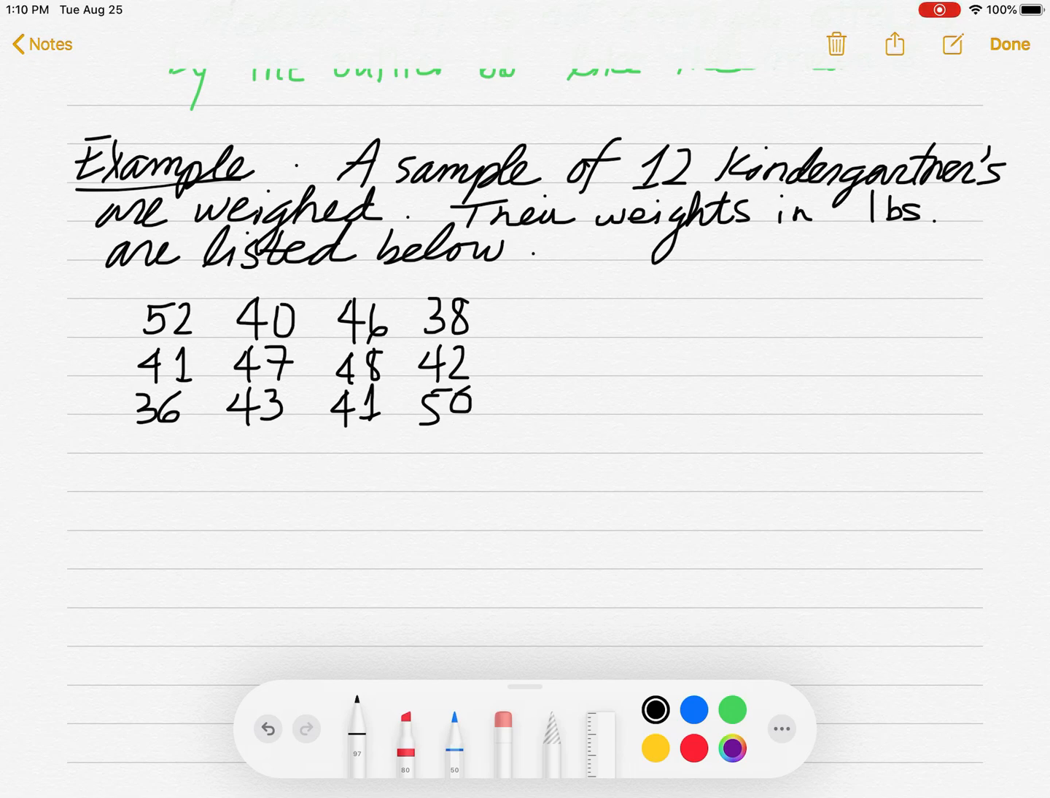So here we have 12 numbers. That should be a 50. Looks like a 56 maybe. Let's make sure you can see that's a 50. There are 12 different kindergartners here, so we have 12 different weights listed.